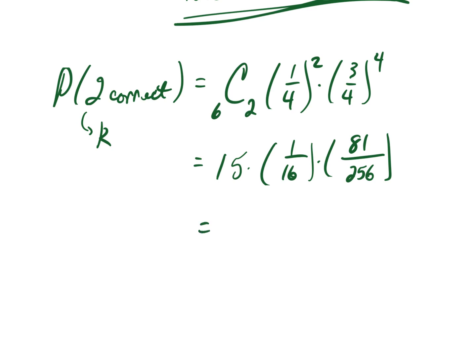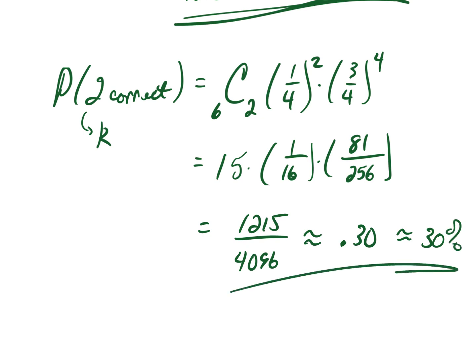And so when I multiply 15 times 1 times 81, we get 1,215. And down in the bottom, I forgot what that was last time. Sorry, 4,096 down in the basement. Okay, so when you punch that out as a decimal, you can see your probability is much better of getting 2 correct. The probability would be just a hair short of 0.3, which of course would be 30%. So you'd have a 30% chance of getting 2 correct. Of course, that's not passing, but you'd have a pretty good probability of guessing 2 correct.